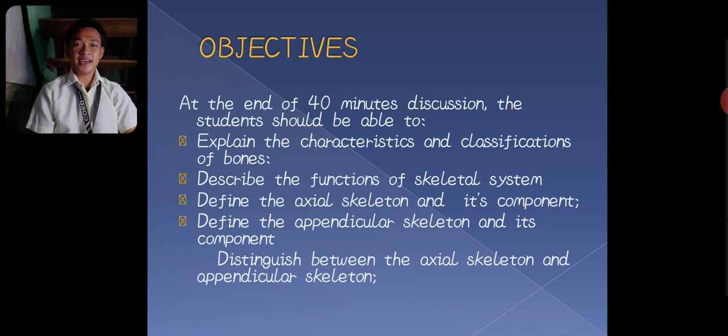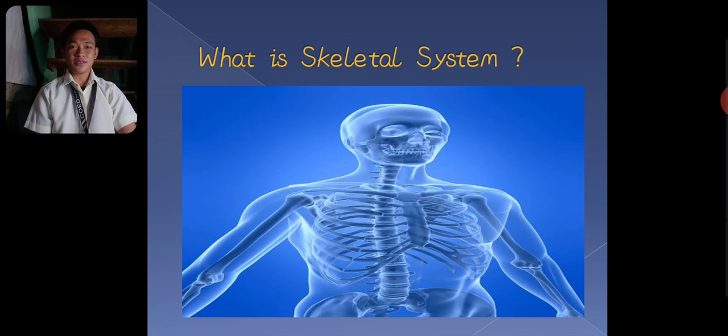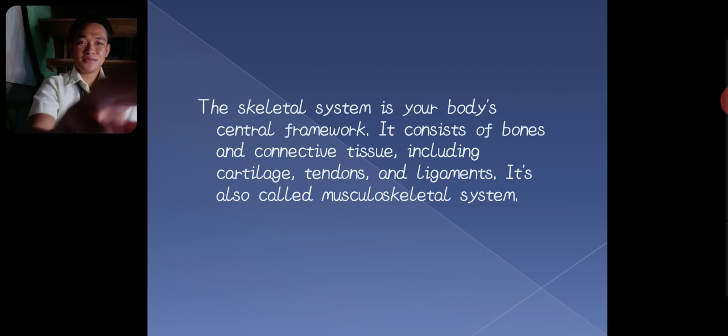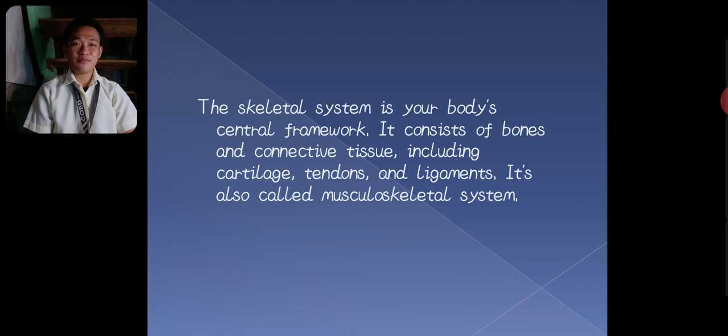So, guys, what is skeletal system? Anyone? Okay, thank you. Another idea? So, the skeletal system is our body's central framework. It consists of bones and connective tissue, including the cartilage, tendons, and ligaments, and also called musculoskeletal system.